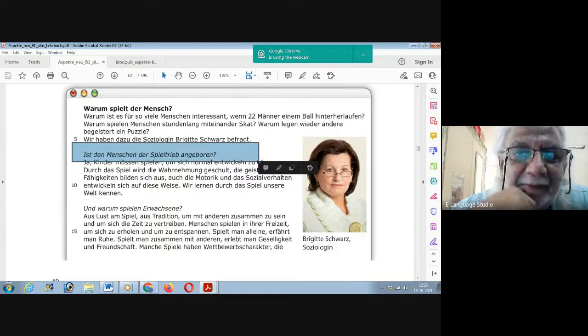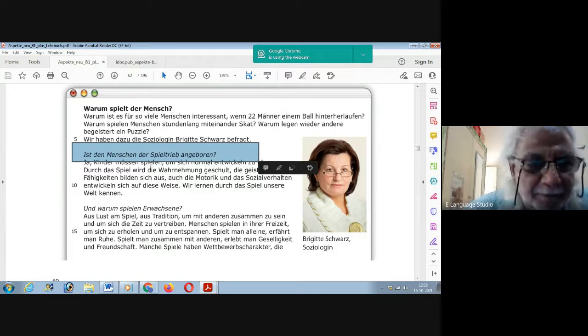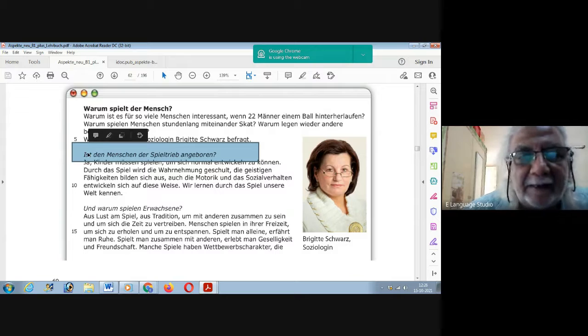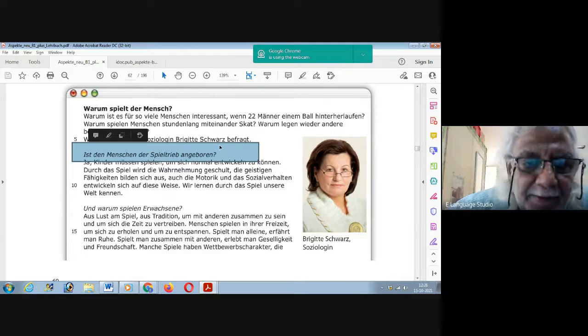Here, see, that is the trick. Verb am Anfang, das ist richtig. Das ist ein Fragesatz. Partizip 2 am Ende ist richtig. Und jetzt, das kommt darauf an, wie man das äußern will. Ist der Spielantrieb den Menschen angeboren?